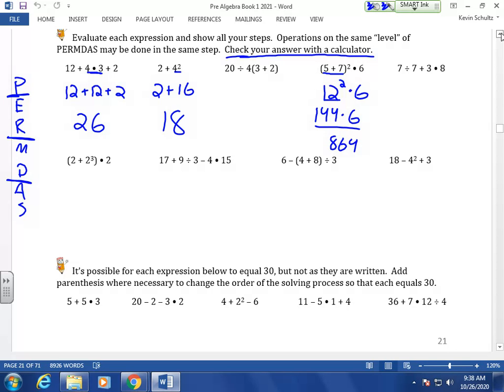Another one to do, either row. Bryce. Top row, third one. 20 divided by 4 times 3 plus 2. I'm glad you picked this one here. Okay. So we've got the parentheses. So we've got to do that first. Nothing else matters. 3 plus 2 is 5. So we can rewrite this to be 20 divided by 4 times 5.